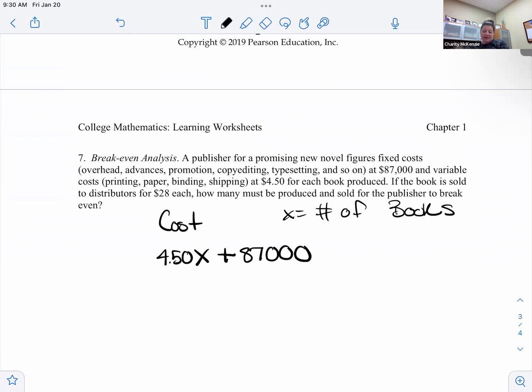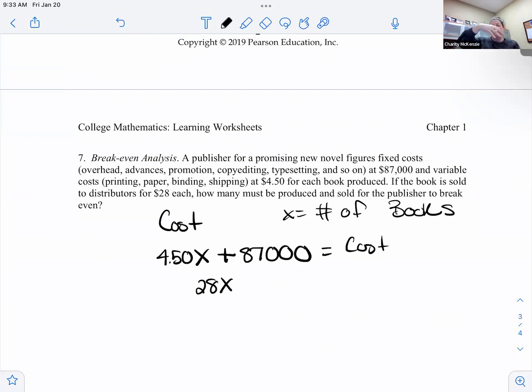Break even would be where they equal 0. So what I think I'll do is just set this equal to cost. I was pausing because I was trying to think of how I wanted to explain it without systems of equations, which is our next section or chapter. So then we think about how much money, that's our revenue. How much money are we going to make off this thing? That's going to be the $28 times the same X, right? Because that's our number of books that we sell.